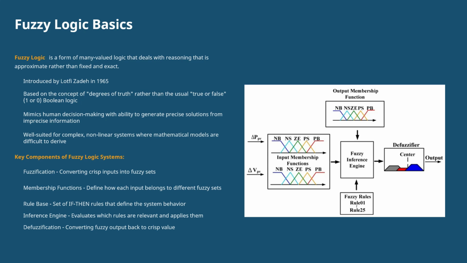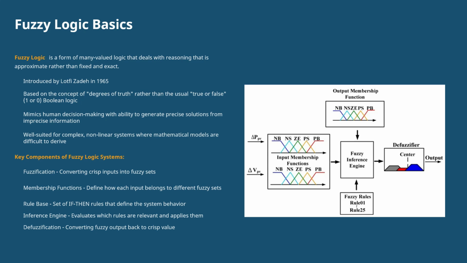As you see in the diagram, we have some components like the fuzzy inference engine, fuzzy rules, defuzzifier system, output membership function, and input membership function. So we will discuss these one by one in the future slides. This fuzzy logic is basically an expert system. It is based on the observation of a human, how he writes the membership function, and how he defines the rules.